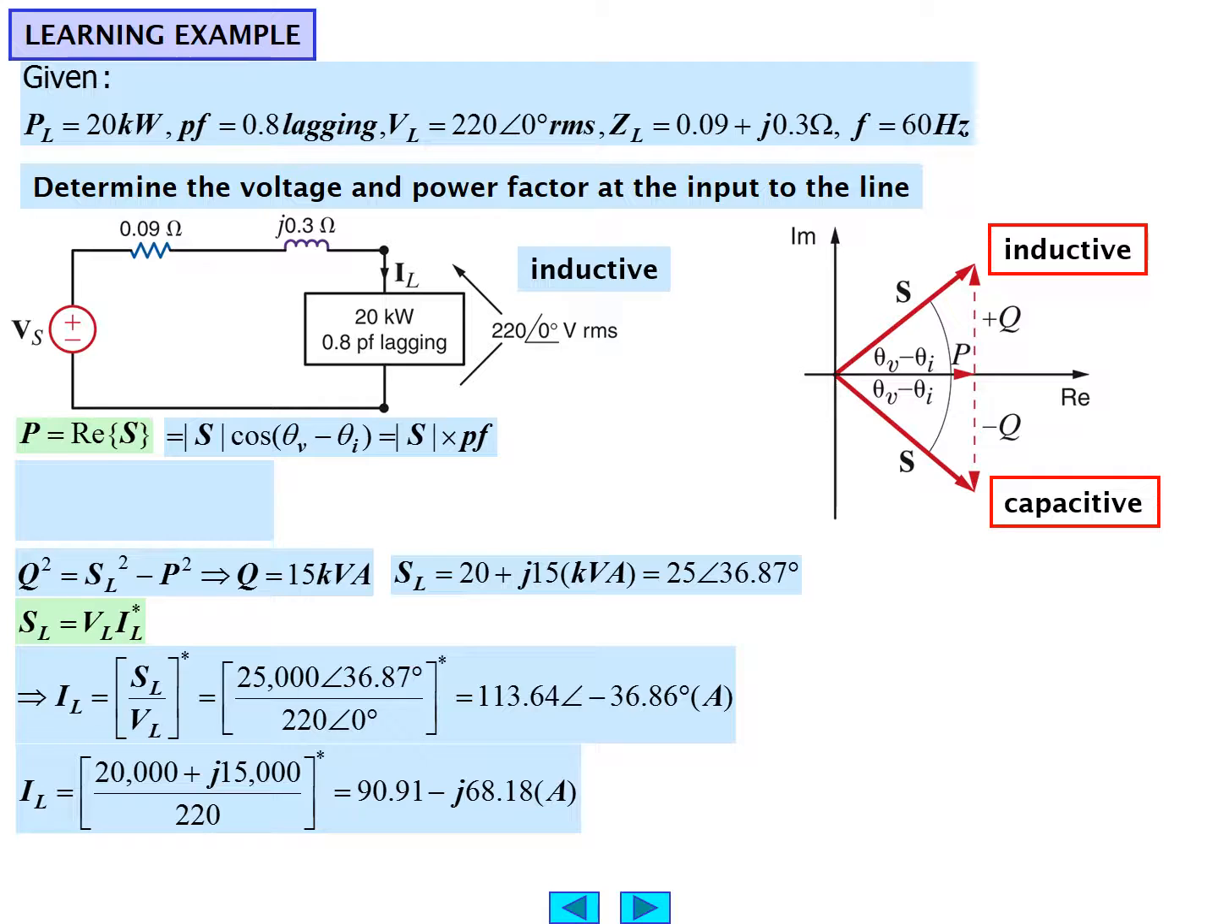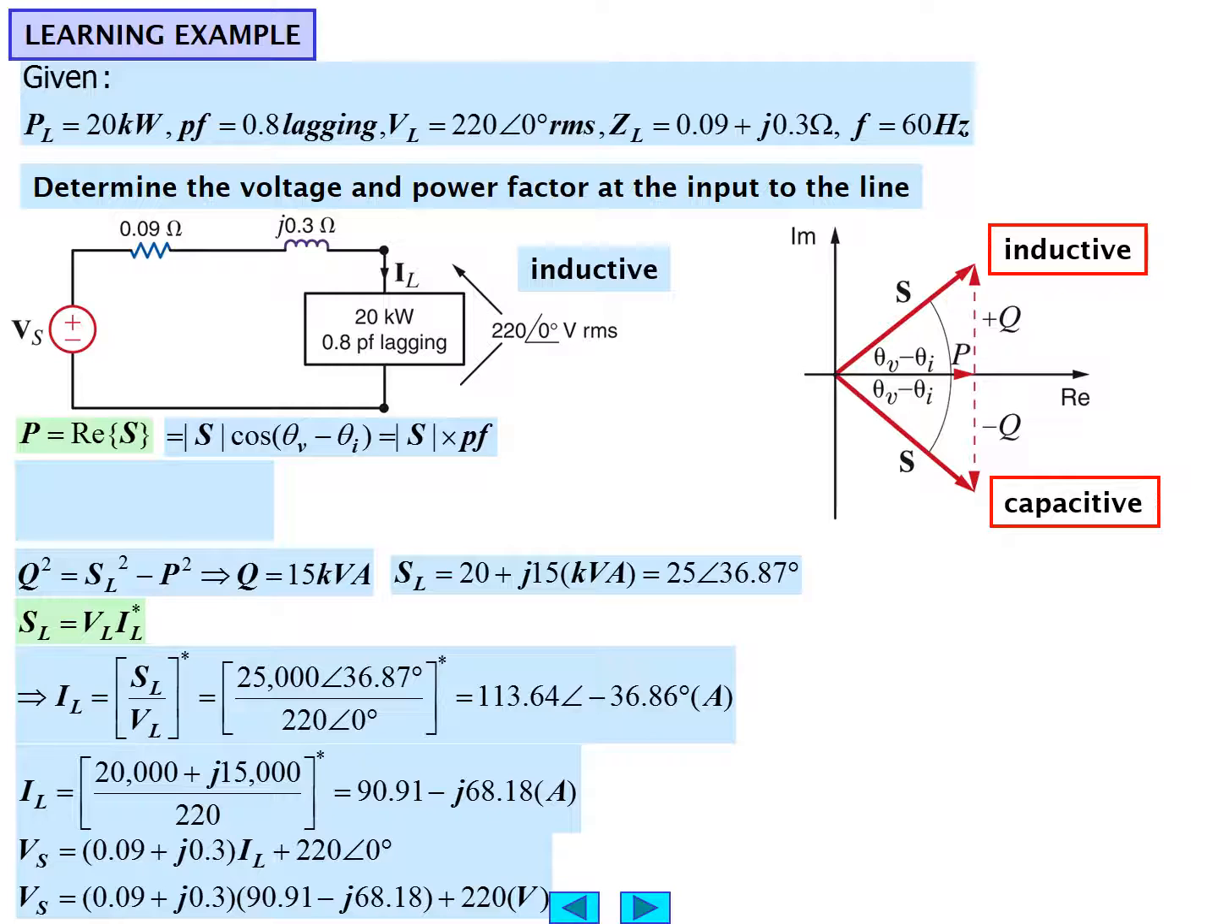Substituting the rectangular equivalent of I sub L, which is easier to handle for complex conjugates, we can also calculate I sub L in its rectangular form. We already know it in its polar form, so we can go directly if we so choose. But in this case, in rectangular form, it's 90.91 minus j68.18 amperes for I sub L.